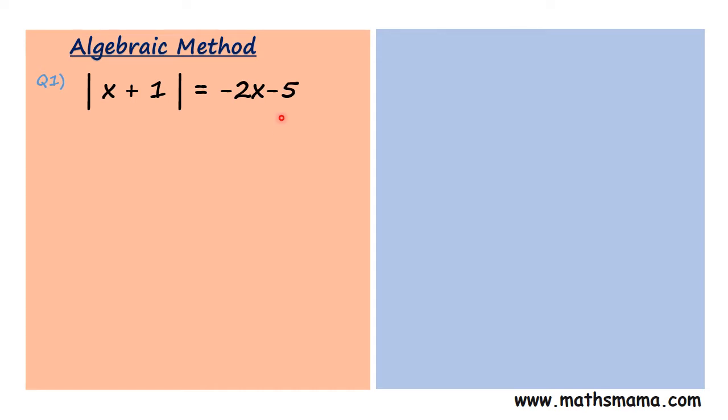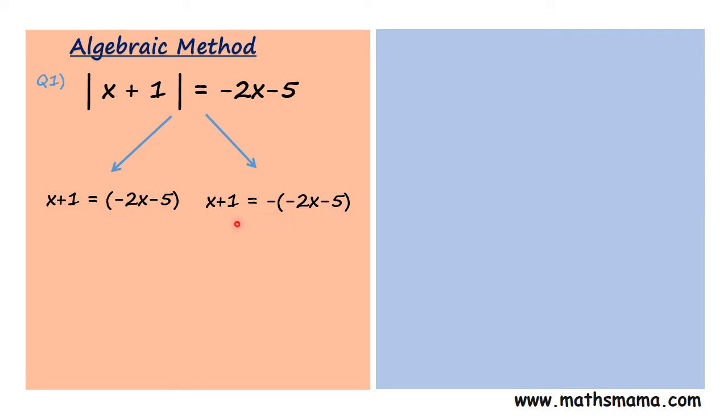This is our main equation, the modulus equation. We split that equation into two different equations, one with the positive sign and one with the negative sign. When you're writing, you ignore the modulus sign and write x plus 1 is equal to 2x minus 5. The other equation would be x plus 1 is equal to negative, inside the bracket, 2x minus 5. So this is our positive equation, and this is our negative equation.